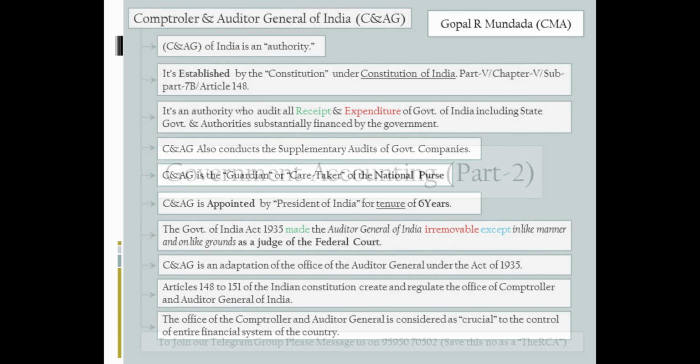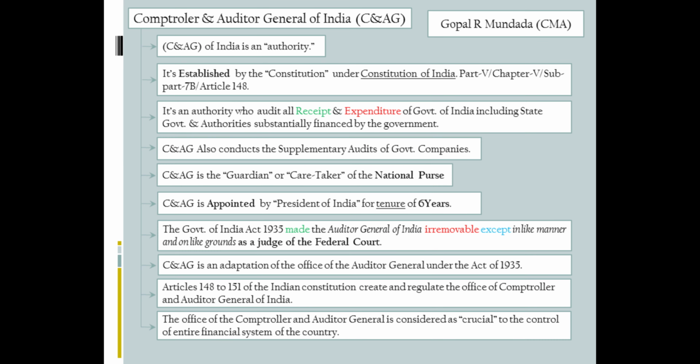In today's video, we discuss the C&AG, that is the Comptroller and Auditor General of India. C&AG is an authority of India. It is established by the Constitution of India, Part 5, Chapter 5, Subpart 7B and Article 148. It is an authority that audits all receipts and expenditure of the government of India, including the state government, and authorities substantially financed by the state government.